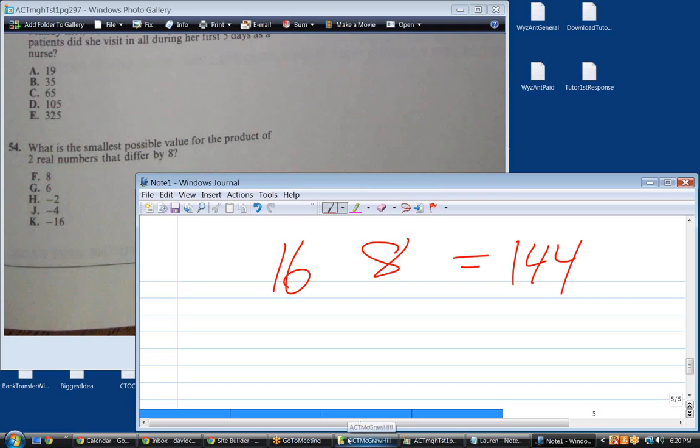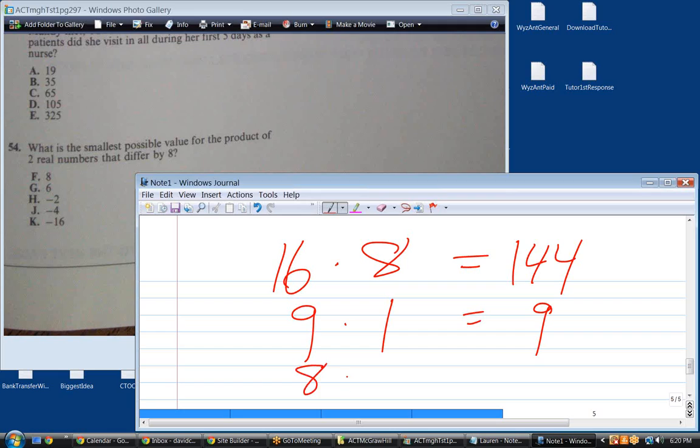144. How about 9 and 1? What's that product? Wait, how did you get 144? What is the smallest possible value for the product of 2 real numbers? So I multiplied 16 times 8. Here I'm multiplying 9 times 1 is 9. That's smaller. So we're definitely producing smaller numbers as we make our numbers smaller.